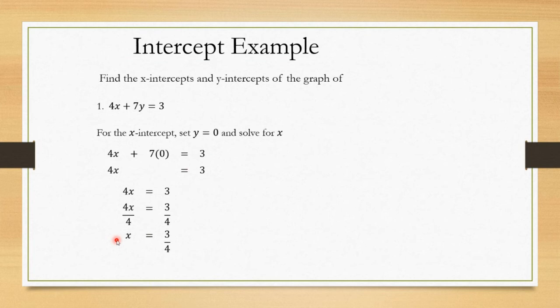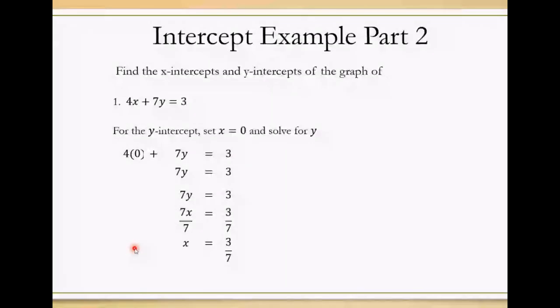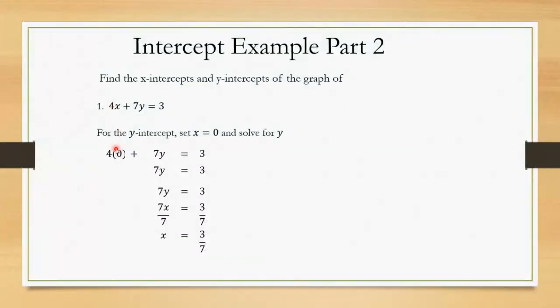For the y-intercept, what you do is you set x to be 0. So 4 times 0 is gone. So 7 times y is 3, as you can see. And we solve that for y, and we get y is 3/7. Okay? So that's what we get. Again, we're setting the other variable to be 0. For the x-intercept, we set y to be 0. For the y-intercept, we set x to be 0.